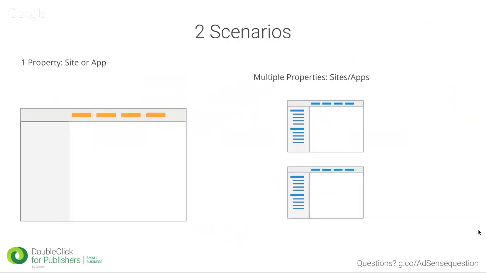So there's two scenarios when you're thinking about setting up your ad unit inventory structure. The first is if and when you have one property, which could be a site or an app. And the second scenario is multiple properties, which could be sites, apps, or a mixture of sites and apps. So we're going to deep dive into the first scenario now, which is one property, a site or app.